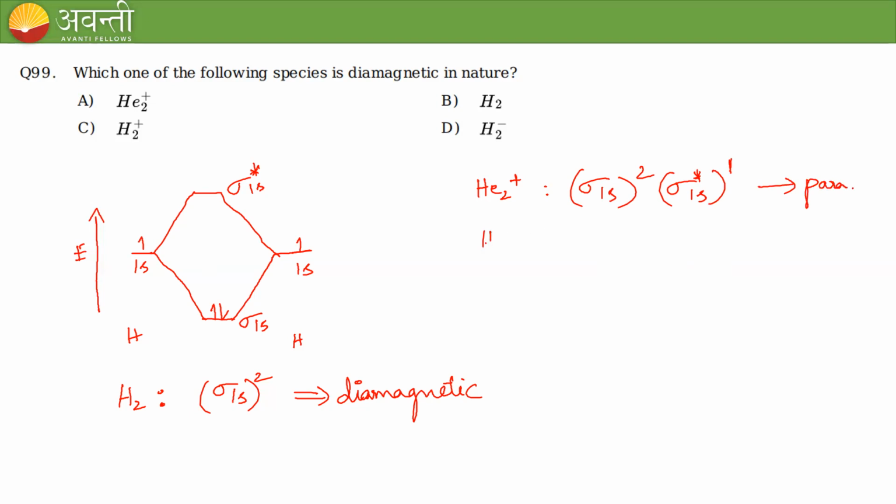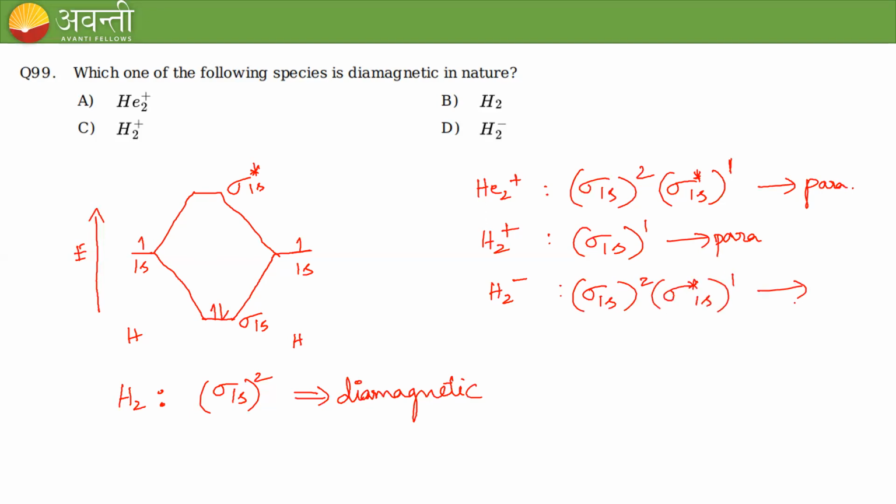And coming to H2 plus, one electron is removed from hydrogen, right? So we have sigma 1s1 only. So again, it has an unpaired electron, so it is paramagnetic. And coming to H2 minus, we have to add one electron to the hydrogen molecular orbital diagram. So we will have sigma 1s2 and sigma star 1s1. The third electron will go to that antibonding orbital, and it also contains an unpaired electron, so it is paramagnetic. So the species that is diamagnetic in nature is H2.